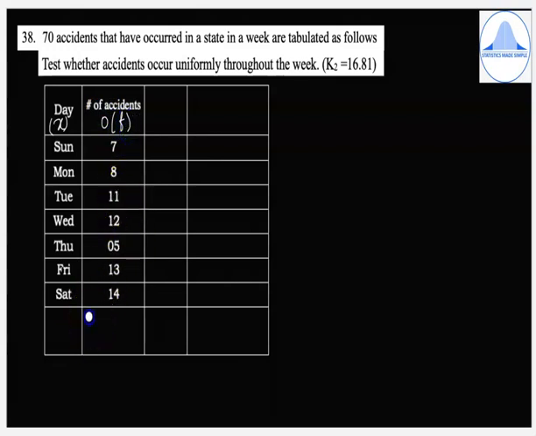So when we add up, we get capital N is equal to summation O is equal to 70. Now let's start the problem. First, we will write given: capital N is equal to 70, and they've given us a value of chi-square as 16.81. The next step is to write H naught. H naught will be whatever is asked in the question. It will test whether accidents occur uniformly throughout the week.